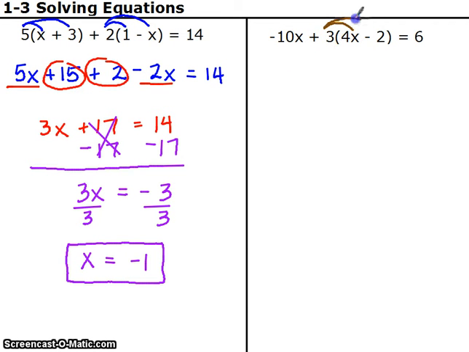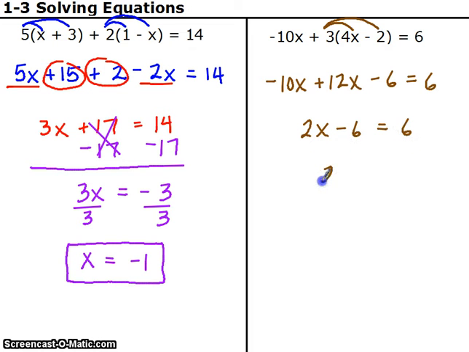All right, so we got one thing to distribute here. Leave this negative 10x alone for the moment. 3 times 4 is 12x minus 6 equals 6. All right, negative 10 plus 12 is 2x minus 6 equals 6. Okay, if we add 6 to both sides, we get 2x equals 12. And then we'll divide by 2. X equals 6.